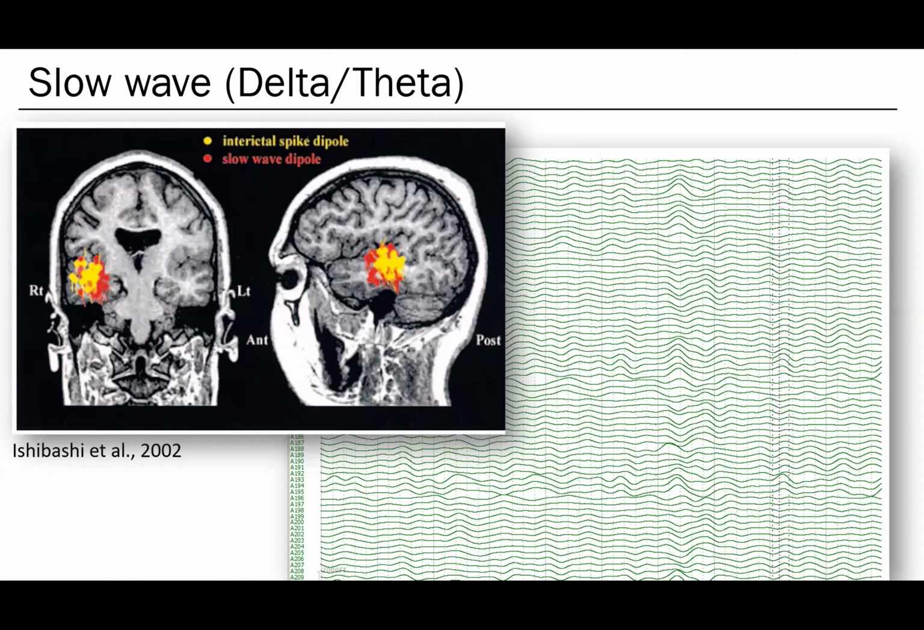So it might be an idea, if you don't have enough interictal spikes to perform source analysis, to also look at slow wave activity.